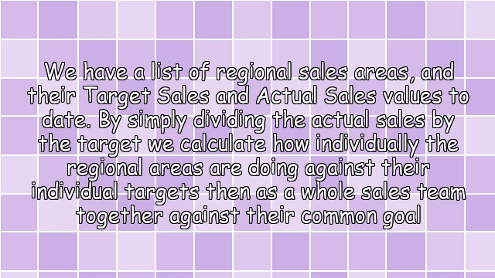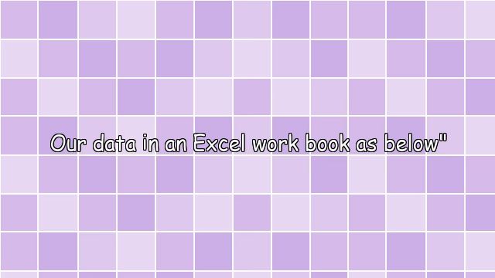Let's take some examples. We have a list of regional sales areas and their target sales and actual sales values to date. By simply dividing the actual sales by the target, we calculate how individually the regional areas are doing against their individual targets, then as a whole sales team, together against their common goal of 852,000. Region, target sales, actual sales to date, percent from goal.